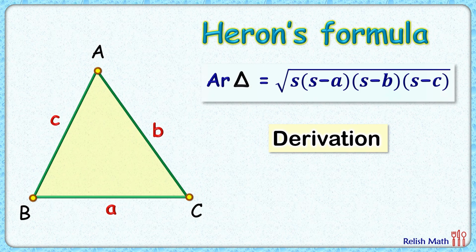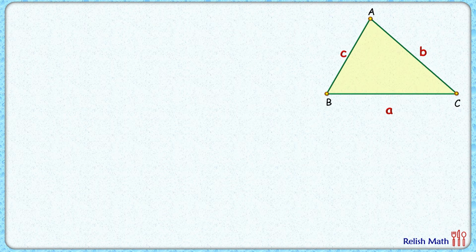In geometry, we frequently use Heron's formula to get the area of a triangle, especially when the triangle is a scalene triangle. So in today's video, we will derive Heron's formula to find the area of a triangle. Let's check the proof of it.